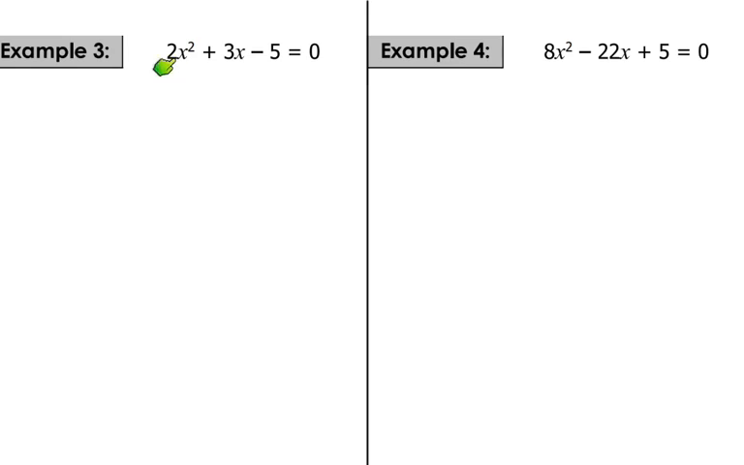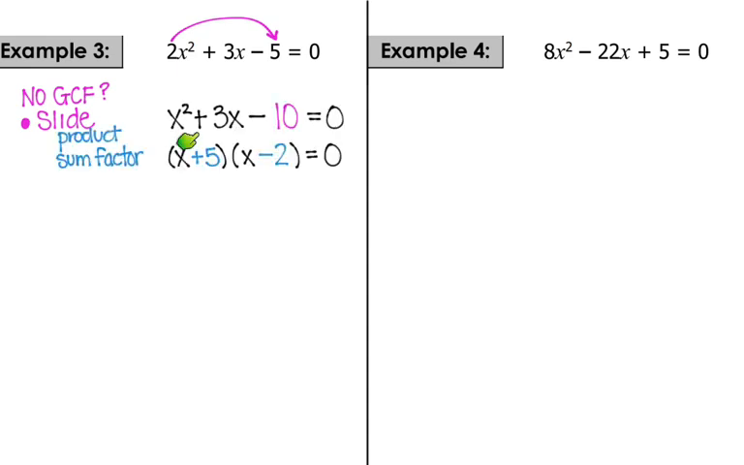Now I'm looking at this one and saying, well, there's no greatest common factor. So what do I do? Well, when there's no greatest common factor and I still have a number in front of x squared, something other than 1, I'm going to use the slide divide bottoms up method. So the first part of this is to slide that number to the last term and multiply. So I'm going to get 2 times negative 5 for my last term. And we end up with x squared plus 3x minus 10.